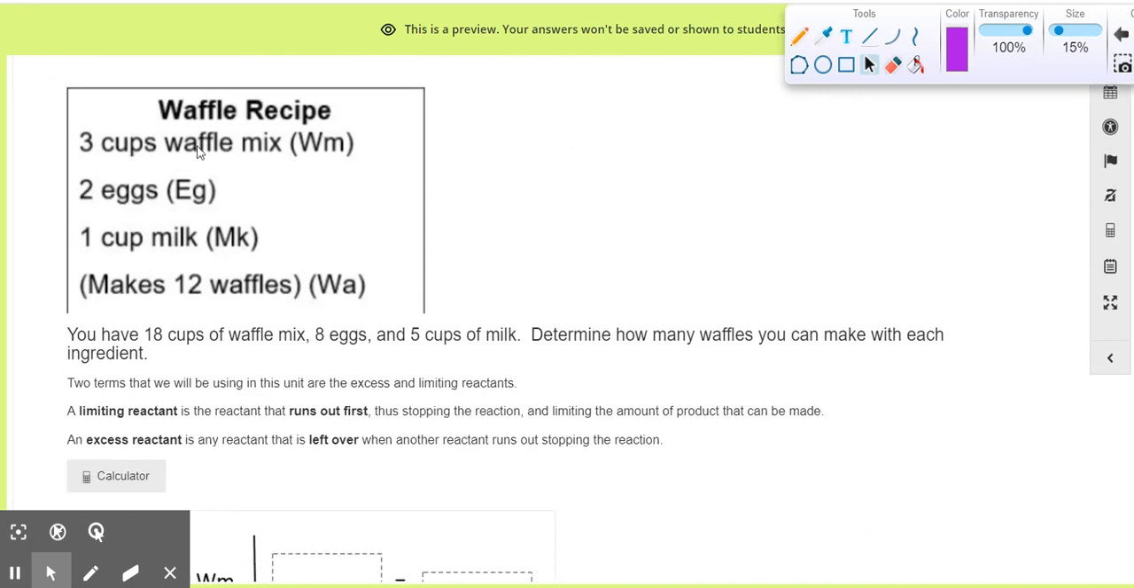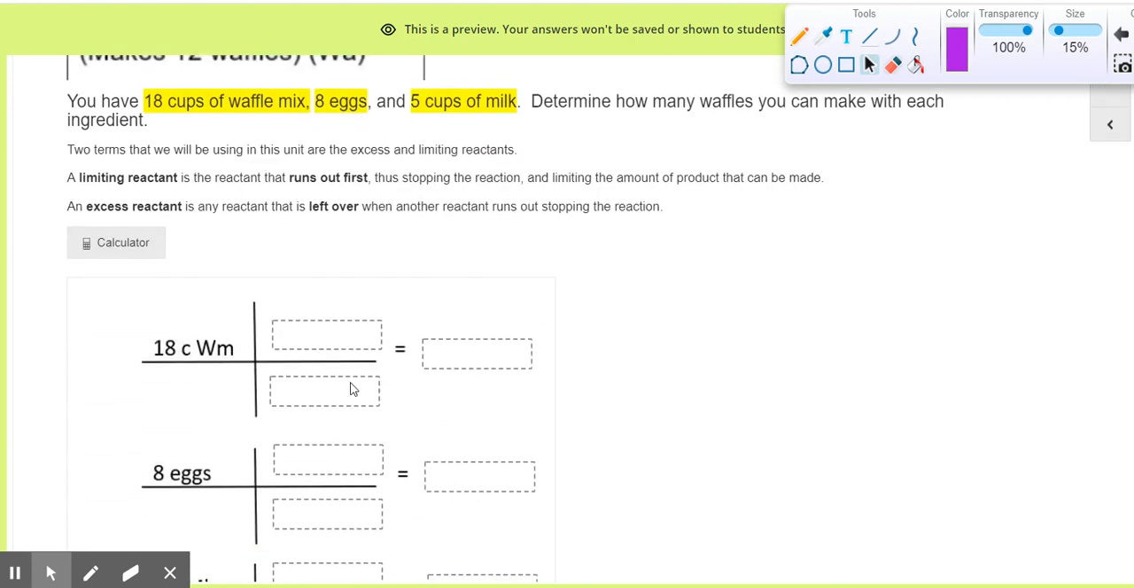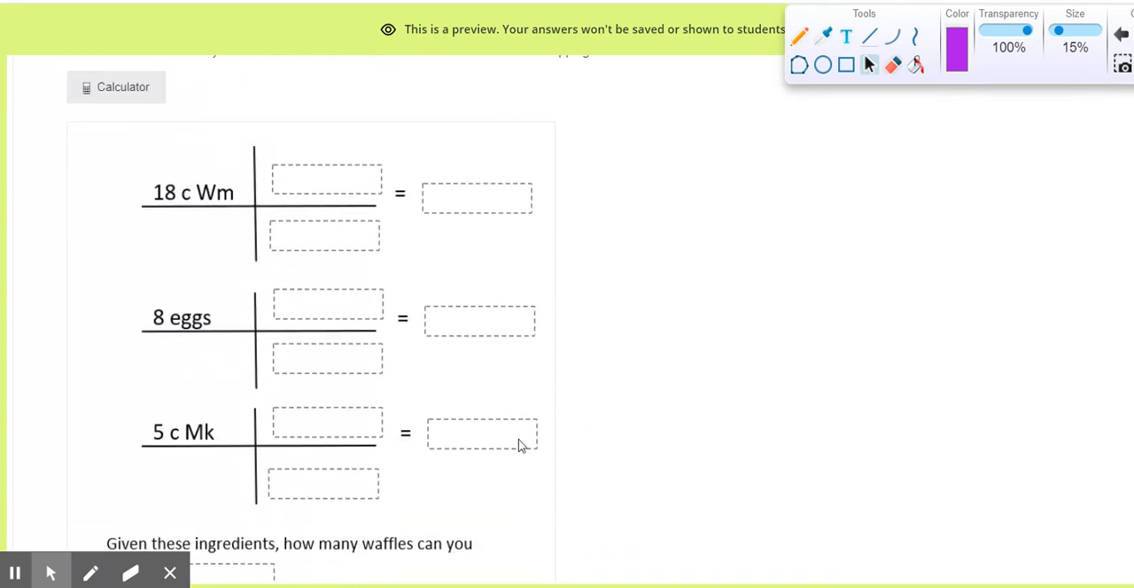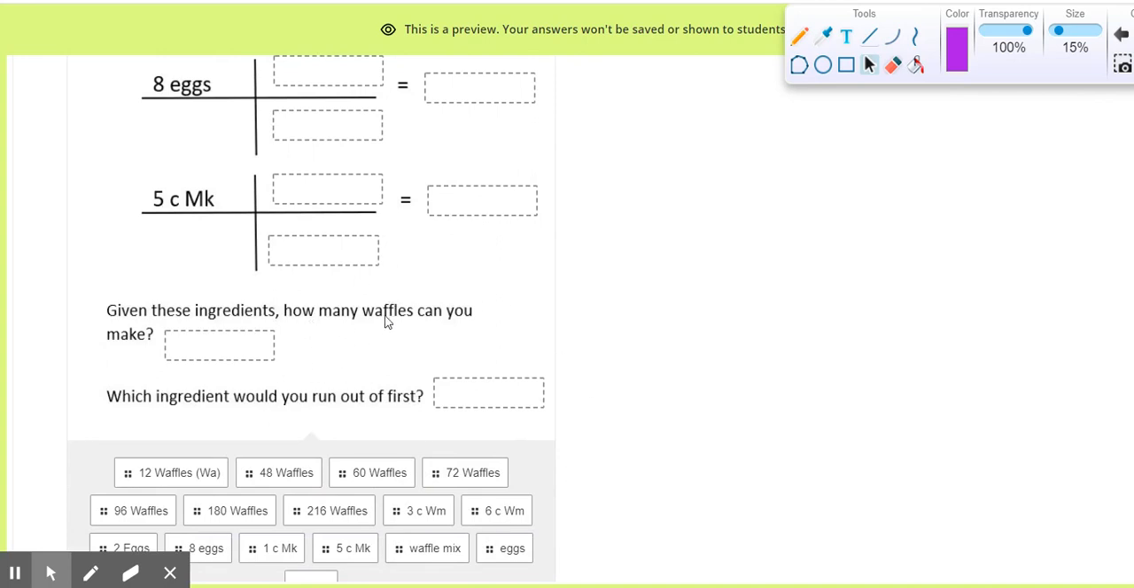Once you get to question 6, we've changed it a little bit. Now we're saying that you have 18 cups of waffle mix, 8 eggs, and 5 cups of milk. Determine how many waffles you can make with each ingredient. As in, if this was the all-deciding factor, how much could you make? You're still going to treat it like you were beforehand, so fill these out just like we were, and then look at these. Given these ingredients, how many waffles can you make?